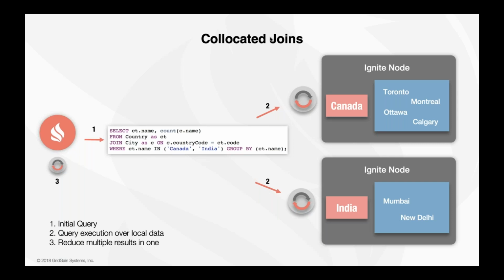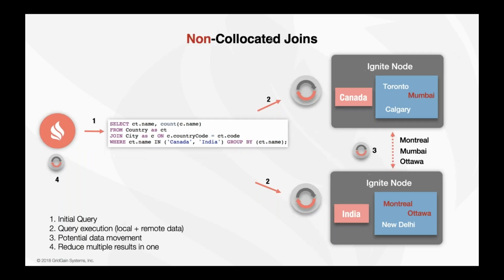Now, if we don't use co-location, here is the scenario where, as you can see, the cities for Canada and India are distributed across the two nodes. There's no affinity information being utilized here. So the query is exactly the same. The query will still work, but now there's going to be an overhead in terms of some data movement, or in terms of having to reach across the different nodes in our cluster to be able to find that data and perform that join operation. And potentially this could be expensive, okay? It could be very expensive. There may be a lot of work that goes on.